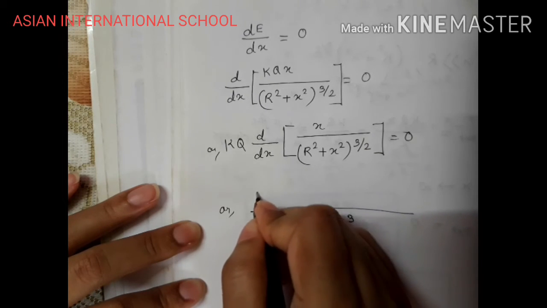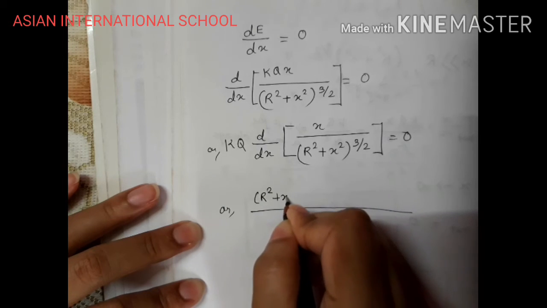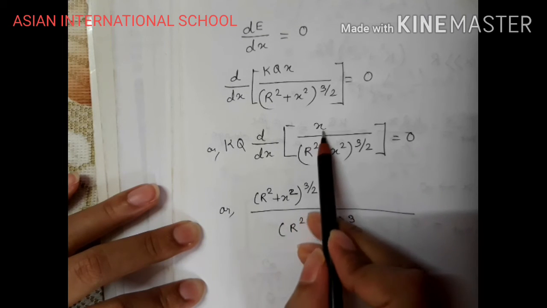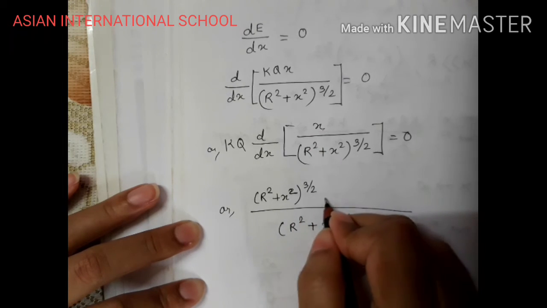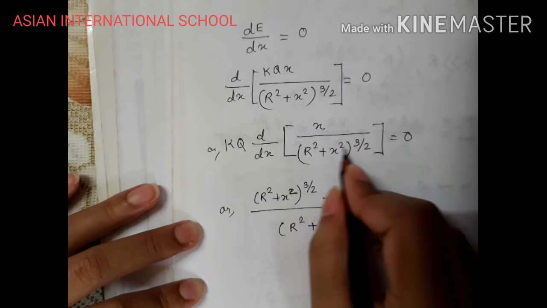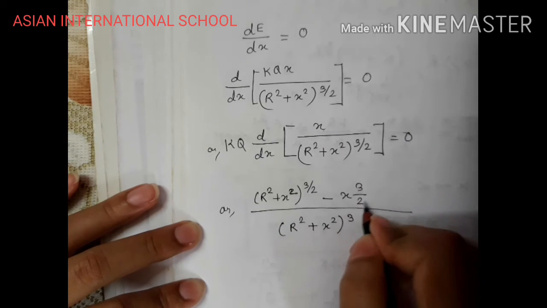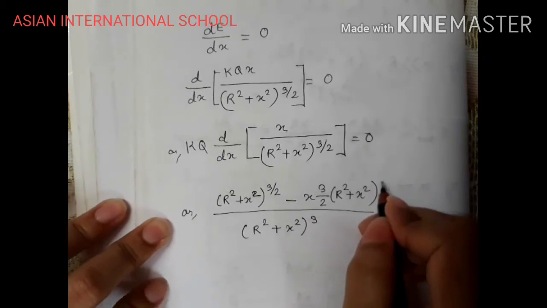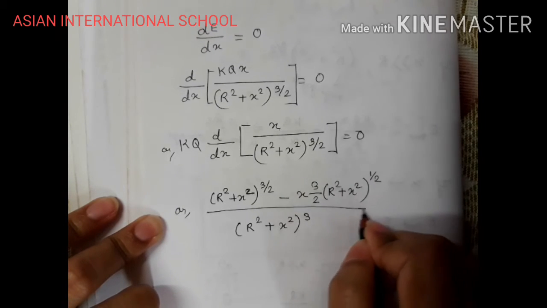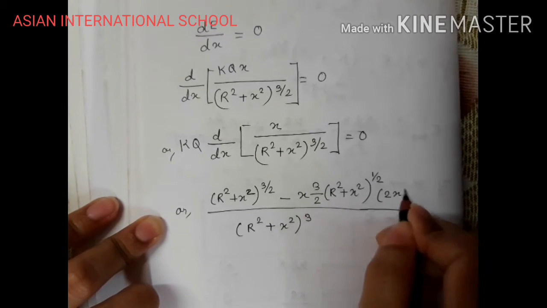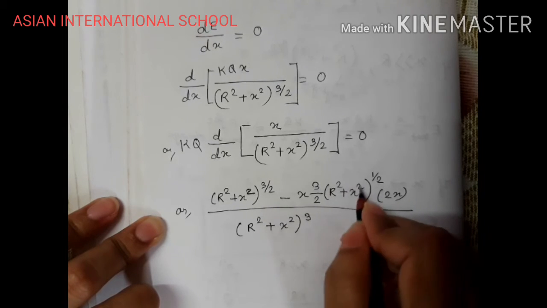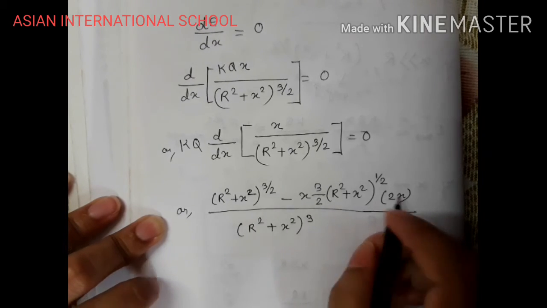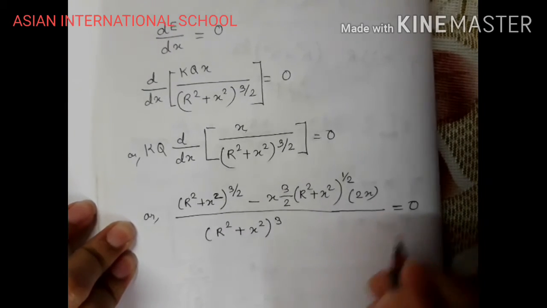Then the derivative of the numerator gives R square, and the power 3 by 2 differentiation gives 1 minus x. Now I will differentiate this total thing: 3 by 2 into (R square plus X square) to the power 3 by 2 minus 1, I get half, into the differentiation of the thing in between, where r becomes 0, so I am getting 2x. This becomes equal to 0.